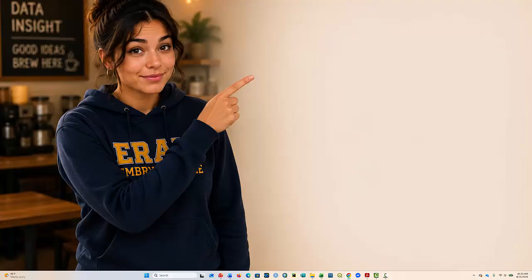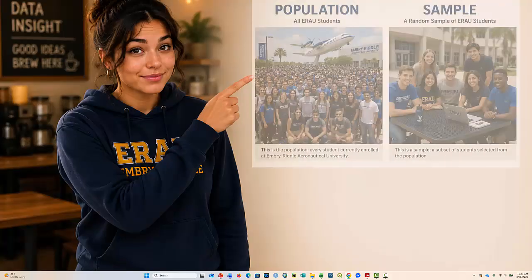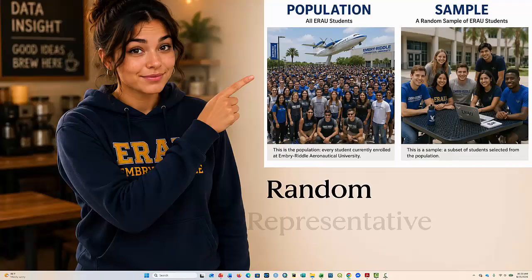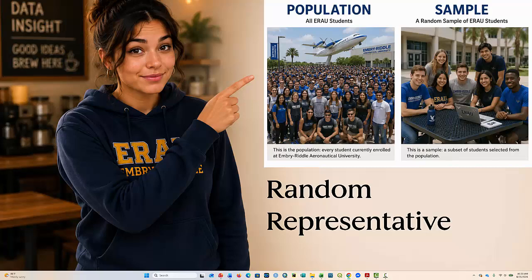Previously, we talked about the difference between a population and a sample. Since it's difficult to work with the entire population, we typically work with samples, or subsets of the population. Recall that samples need to be random, representative of the population, and unbiased. The sampling methods we discuss here can help us accomplish this.